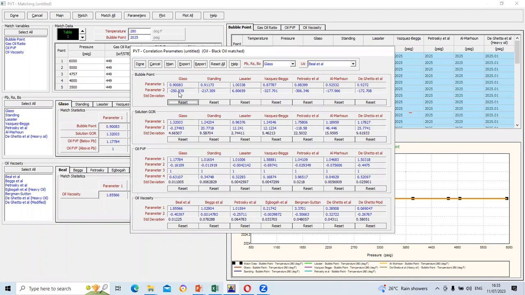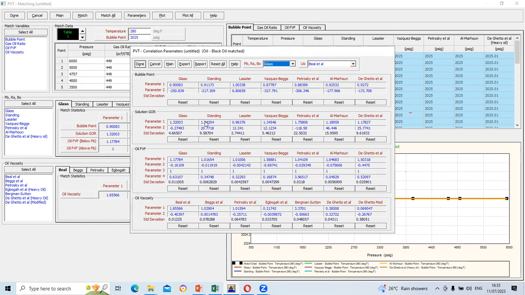If you have a number line like what is drawn in mathematics, you pass negative 217 before you go to negative 250. So this is closer to 0. So looking only at the bubble point, I may be tempted to say Standing is the best. Whatever correlation I choose, I may change it here. Now I'll go to solution GOR and I look at it. You will now see that for solution GOR, Glaso is the best correlation.